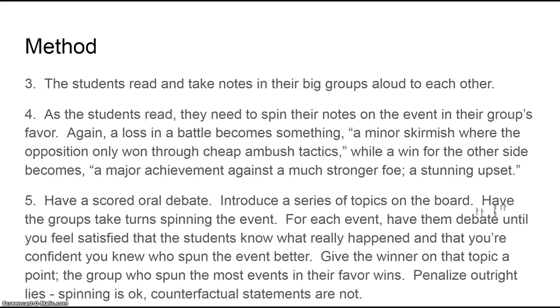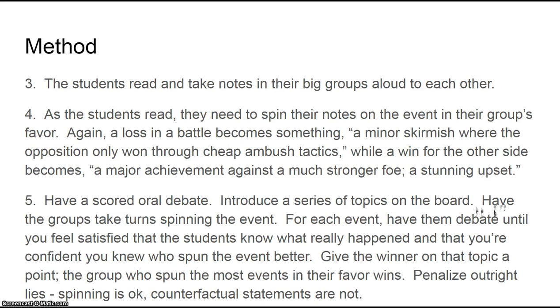And number five, have a scored oral debate. Introduce a series of topics on the board that relate to the event that's going on. You want to break that event into digestible chunks. Have the groups take turns spinning that event. For each event, have them debate until you feel satisfied that the students know what really happened and that you're confident you know who spun the event better. Give the winner on that topic a point, and the group who spun the most events in their favor at the end of the period wins.